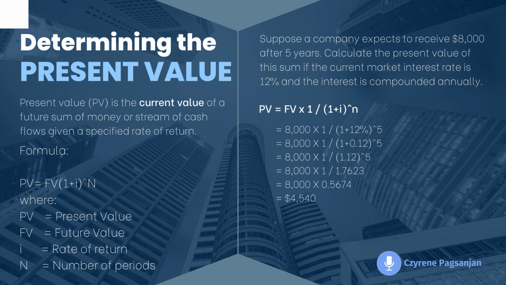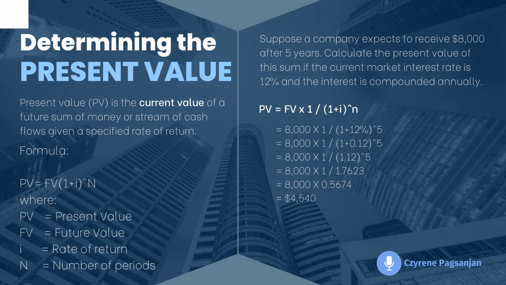Let's have an example. Suppose a company expects to receive $8,000 after 5 years. Calculate the present value of this sum if the current market interest rate is 12% and the interest is compounded annually. Before anything else, kailangan muna nating i-analyze at i-determine yung mga data na kailangan to solve for the present value. So, future value is equal to $8,000. The rate of return or interest is 12% and the number of periods is 5 years.